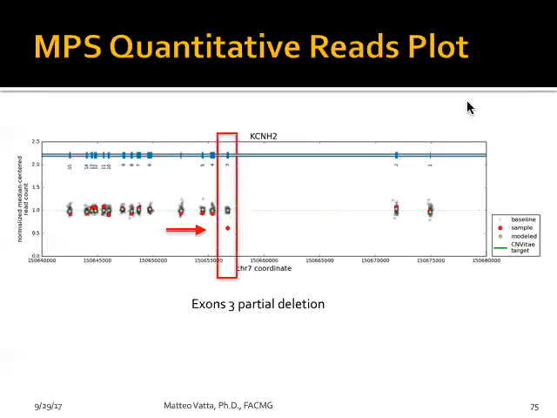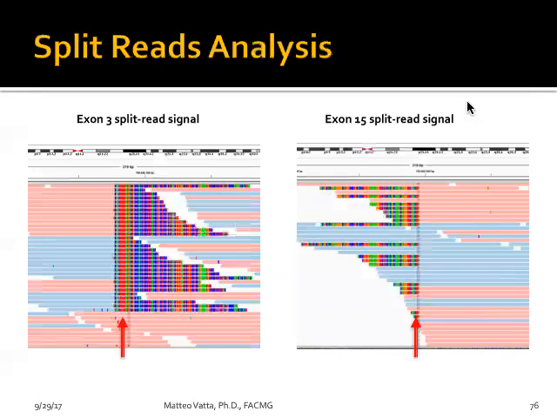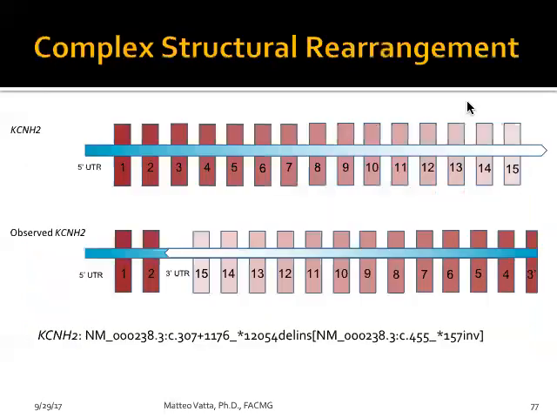But here comes even more fun: with split read analysis, it was identified that not only was there a partial deletion, but there was something weird going on, and there was essentially an inversion of the signal from the other exons. So it was detected not only a partial deletion of exon 3, but also the inversion of the remainder of the gene. So this is a replication-based type of mechanism. Could be FoSTeS or MMBIR.